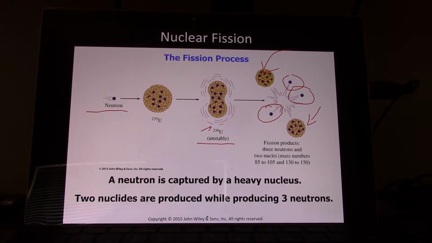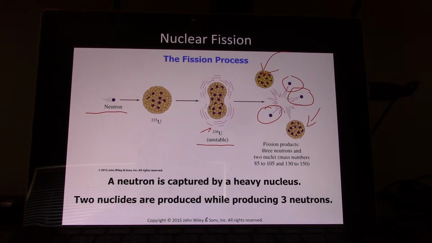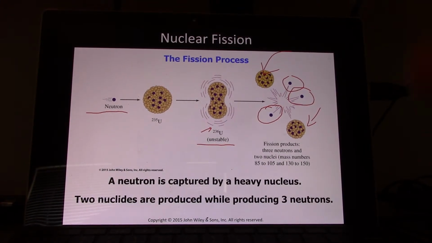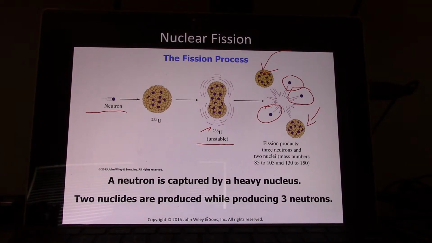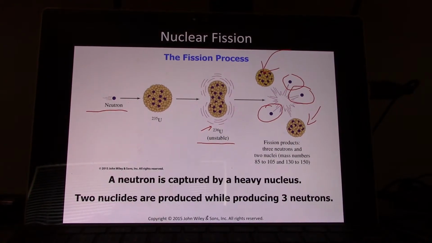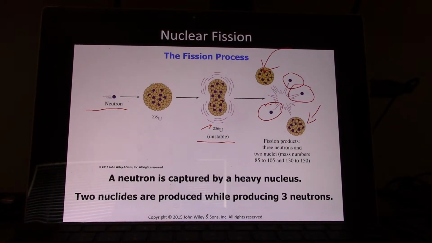So you get 2 nuclides and 3 neutrons, which means each one of these fissions can produce 3 neutrons, which can cause 3 more fissions, and each of those can produce 3 more fissions. This is a chain reaction that can go out of control really quickly, which is why atomic bombs blow up the way they do. If you let the reaction occur completely uncontrolled, it just blows up.